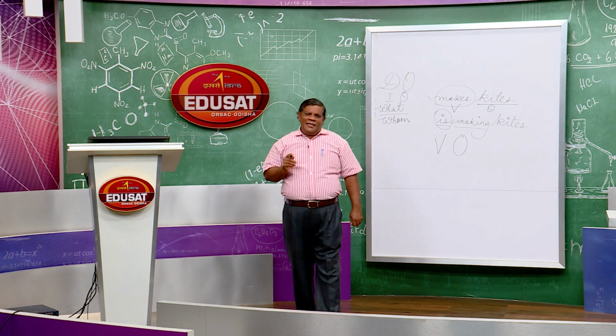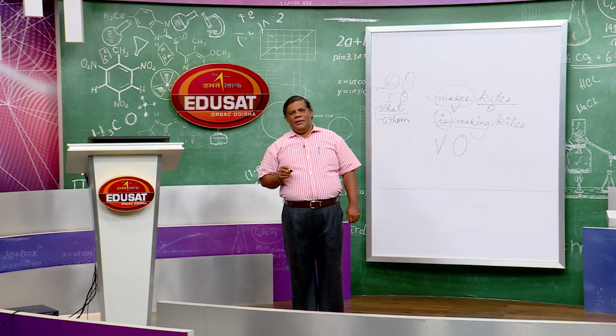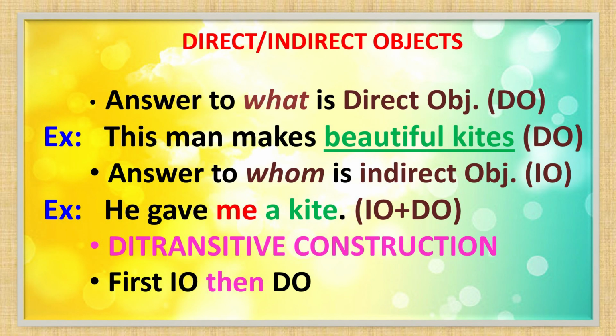The part that answers to the question what is called direct object. This man makes kites, and here this man makes what? Kites. This is a direct object, because it answers the question what. The teacher called the boy. Here, the boy answers the question whom, it does not answer the question what, therefore it is called indirect object, IO.